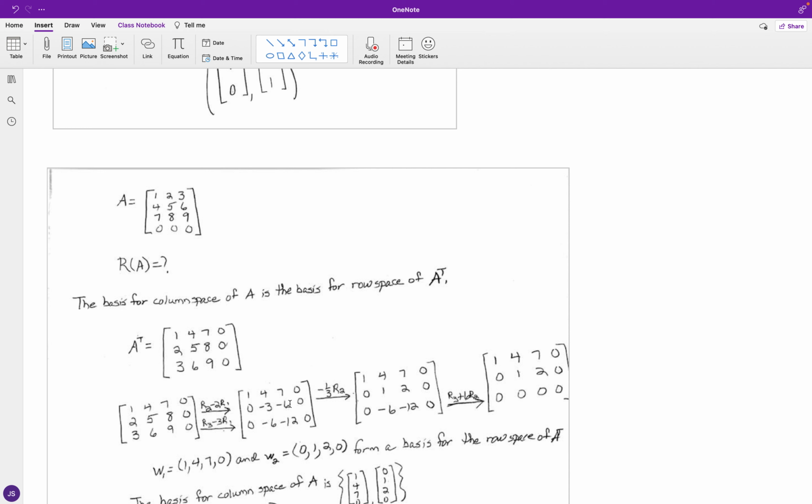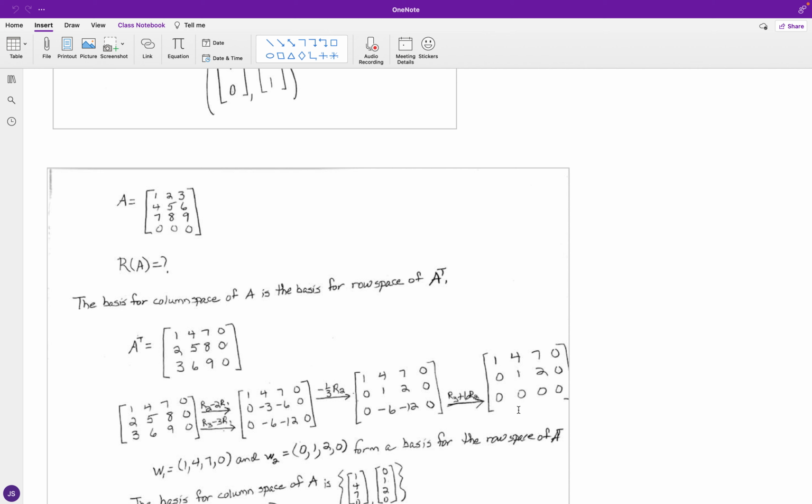And to convert the -3 in the second row to 1, I'm going to take -1/3 of the second row. So in the rewrite, we have 1, 4, 7, 0; 0, 1, 2, 0; 0, -6, -12, 0. And I can get rid of the -6 by taking the last row elements and adding to them 6 times the second row. And guess what? -6 plus 6 cancels, and -12 plus 12 also cancels.